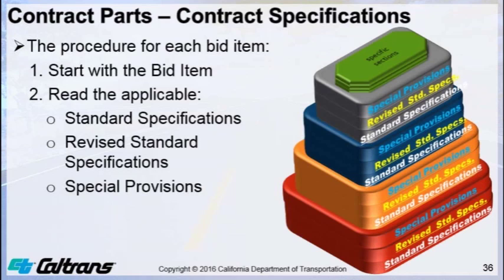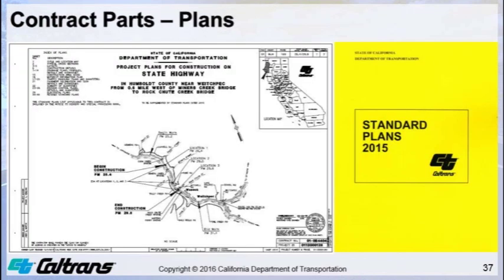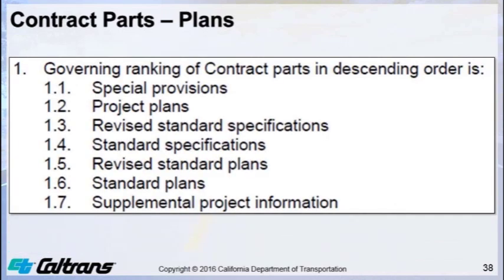To understand the complete contract specifications, you need to make sure that all the pieces fit in the proper order: General Divisions 1, 2, and 11, Division Generals, Section Generals, Specific Section Generals, and Detailed Specifications. Now that we have completed the contract specifications, we need to talk about the plans. The plans include the project plans, the revised standard plans, and the standard plans.